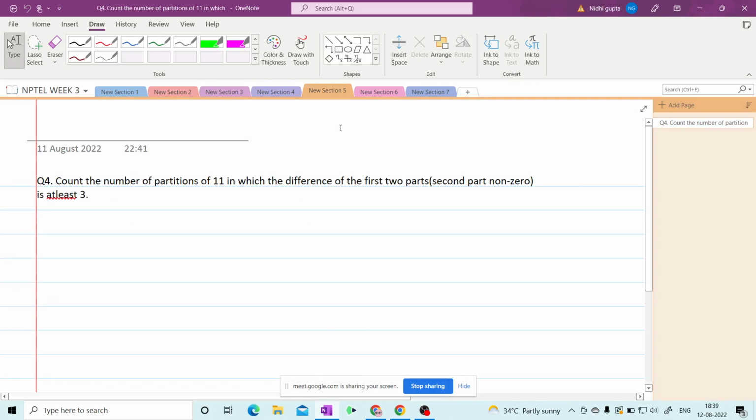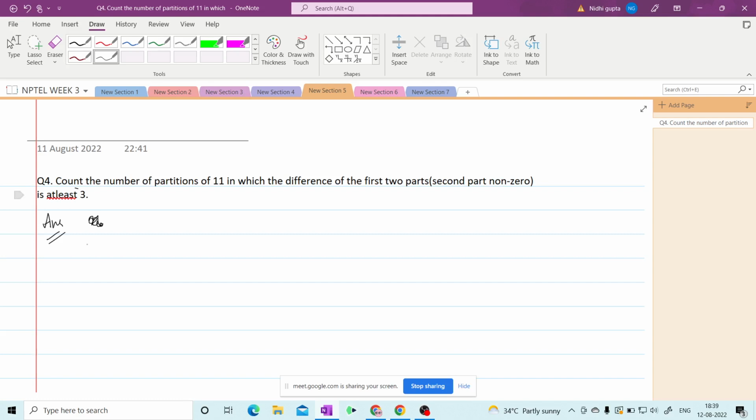Okay, so our next problem is this. We want to count the number of partitions of 11 in which the difference of the first two parts is at least 3. Any idea of how we can do it? Not tried yet.